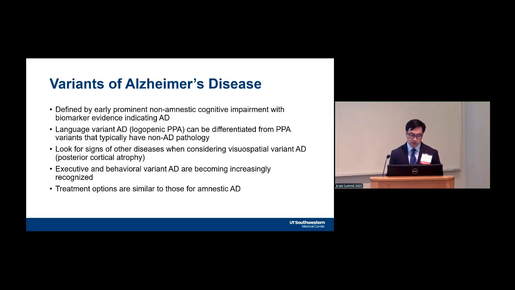When you're having a patient that is having a lot of complaints about visuospatial difficulties, think about the posterior cortical atrophy syndrome. A lot of them do have Alzheimer's disease as the underlying pathology, but look for those signs of other diseases like Lewy body disease or corticobasal syndrome. The executive and behavioral variant Alzheimer's disease are becoming increasingly recognized. But as you're encountering these patients, do keep in mind that the treatment options are more or less similar to those that have the amnestic variant of Alzheimer's disease.